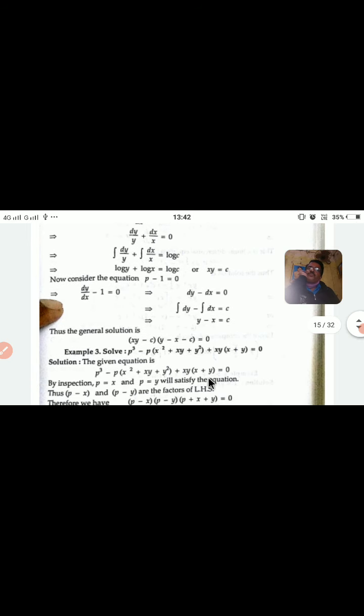So therefore the general solution is again taking the product of these two solutions. This is one solution we got, and this is another solution we got. Then take the product of these two, which gives xy minus c into y minus x minus c equal to 0. So this is how we solve a problem of differential equation of first order and higher degree.